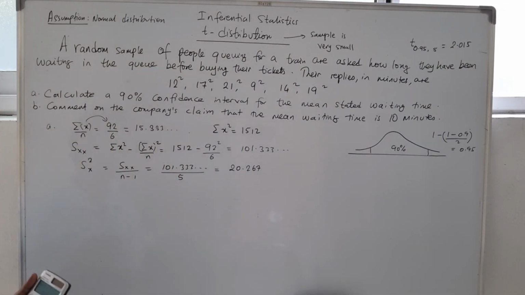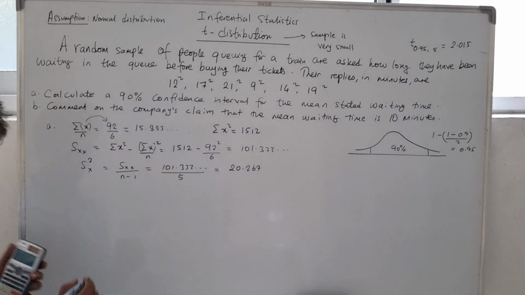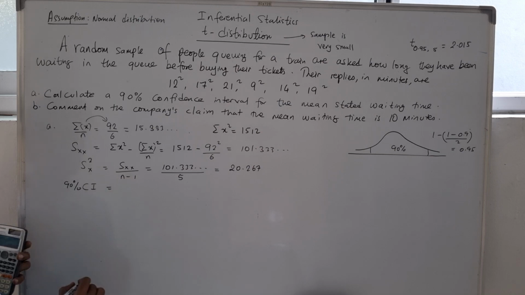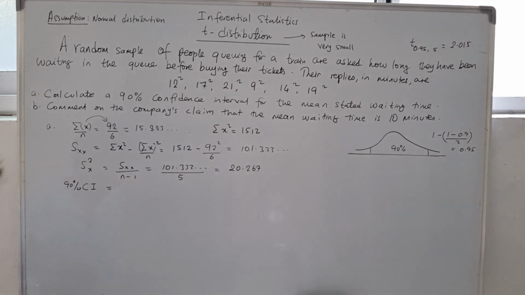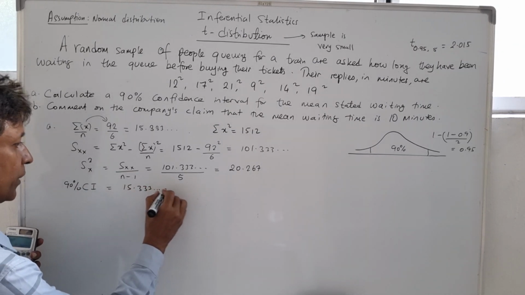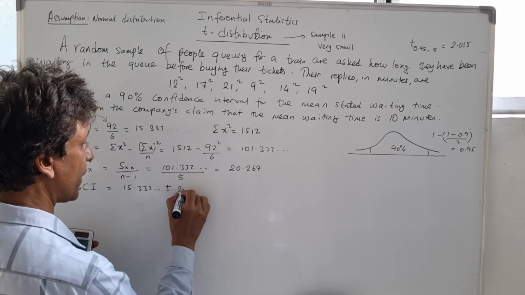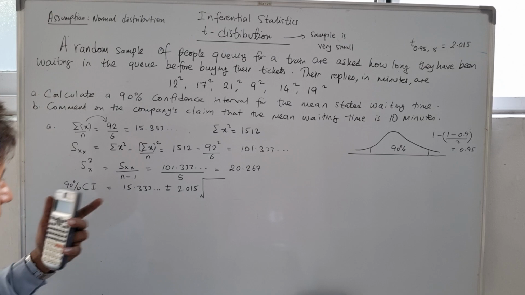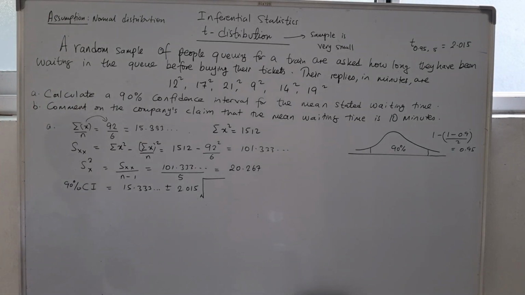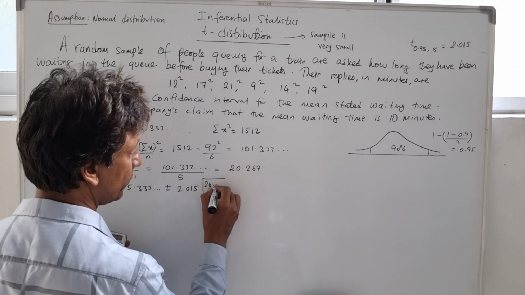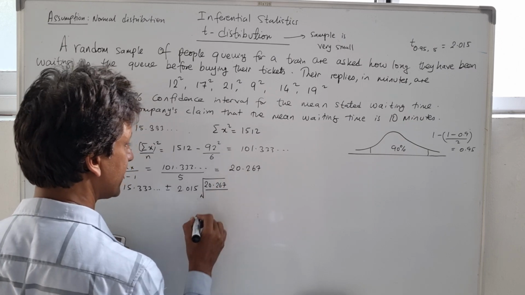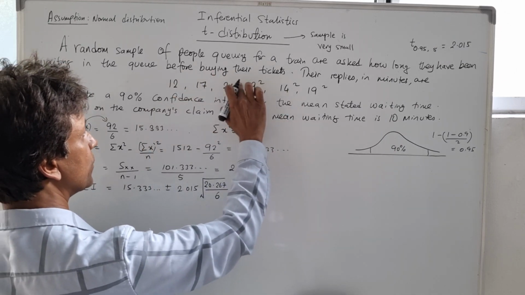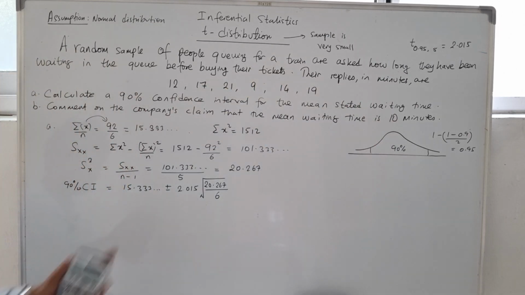So basically now, what do we do to calculate the confidence interval? I'm looking at a 90% confidence interval. That's going to be the mean, which is 15.3 and so on, plus or minus my t-value, which is 2.015, times the square root of the variance, 20.267, all divided by the sample size. The sample size here is 6. I'm just going to take away all that square. That was just for explanation purposes, but this is the question. Let me just do this calculation now.